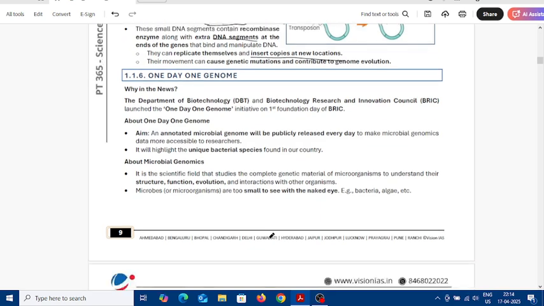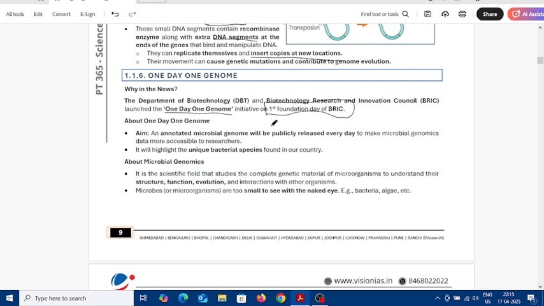Then we have One Day, One Genome. What is it? The Department of Biotechnology and BRIC has launched the One Day, One Genome initiative on the first foundation day of BRIC. What is BRIC? Biotechnology Research and Innovation Council. इसके foundation day पे One Day, One Genome initiative has been launched by Department of Biotechnology along with the BRIC.